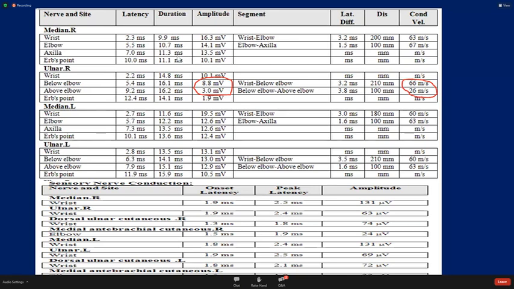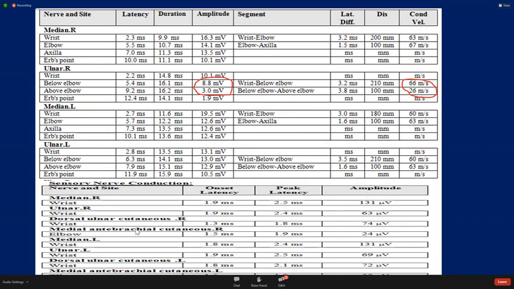So in the patient where we had a suspicion of ulnar neuropathy versus plexopathy or radiculopathy, a conduction block was seen in the same ulnar nerve between the below and above elbow sides, along with conduction slowing across that region, very strongly suggesting that it is ulnar neuropathy at the level of the elbow.